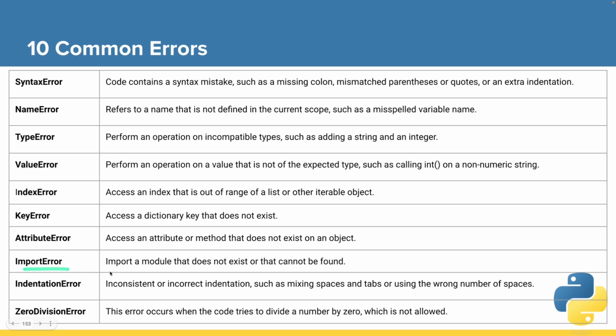Import error, trying to import a module that does not exist. Indentation error, inconsistent or incorrect indentation. And zero division error, which is pretty self-explanatory. When the code tries to divide a number by 0, there's actually a specific error for that. So Python has these ways of telling us more specifically than vaguely what our errors are.